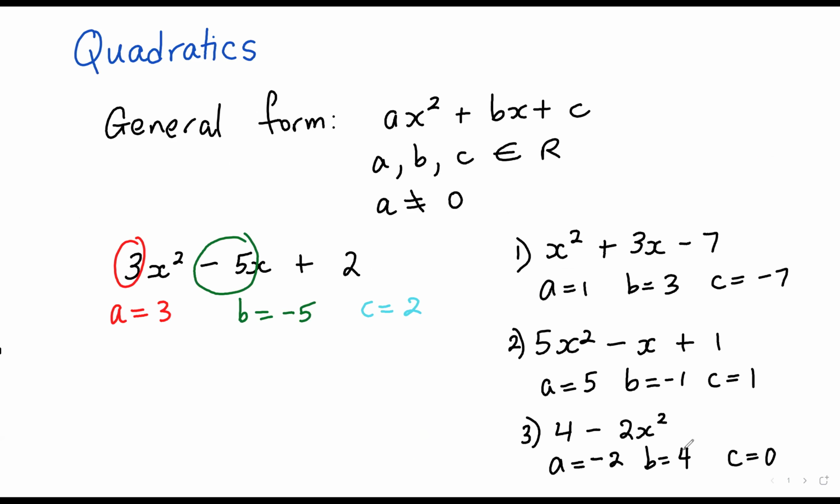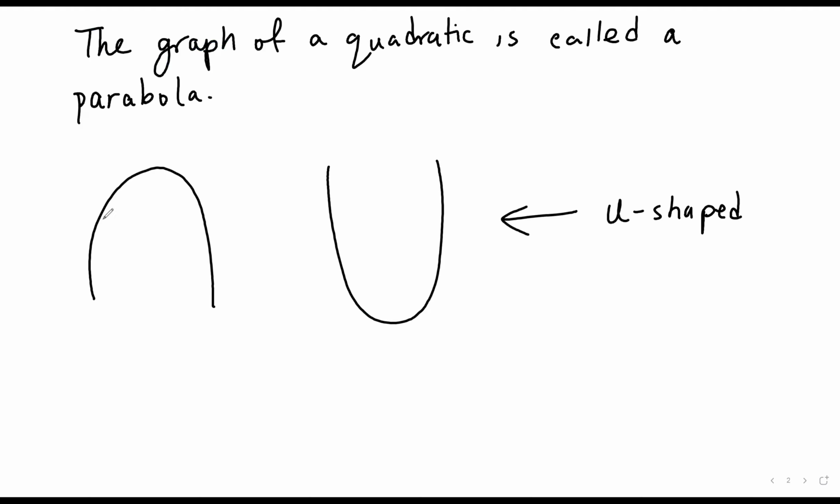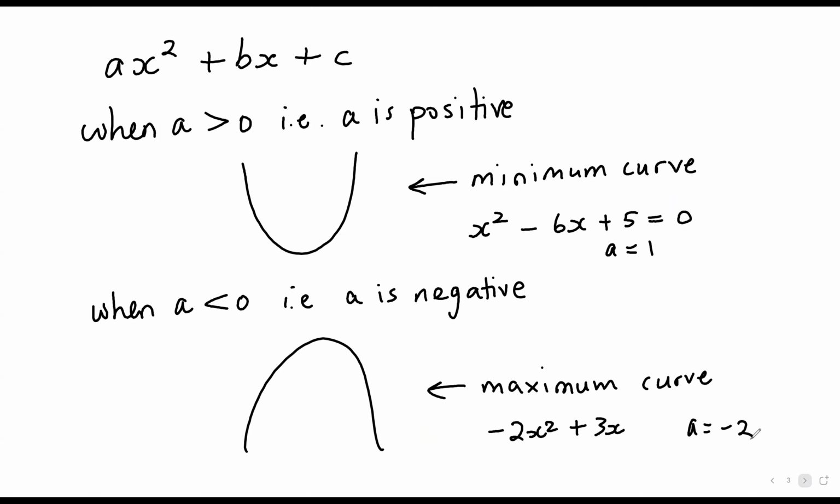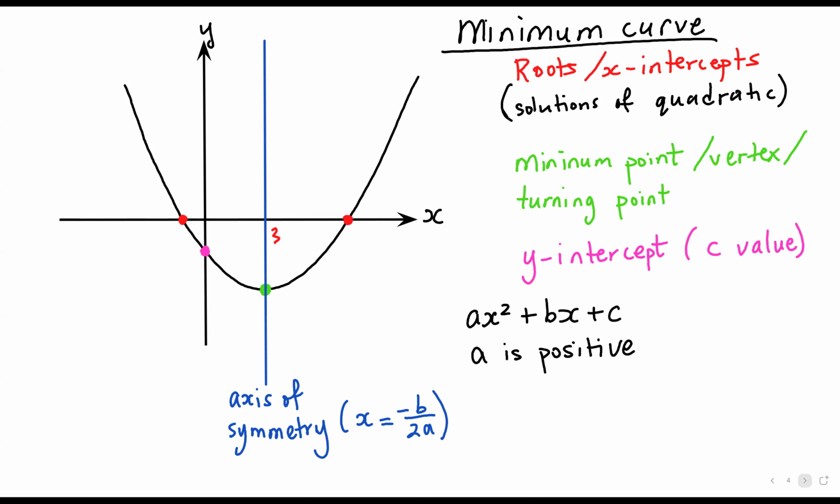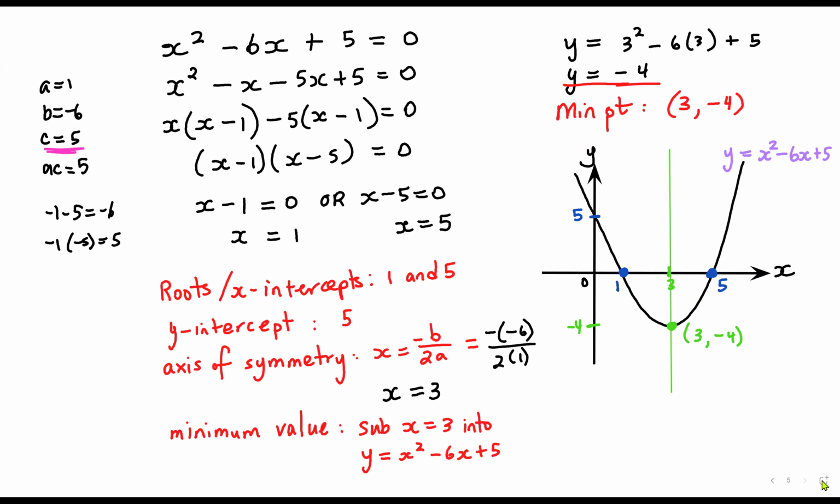So this is what I mean, right? A maximum point. It's U-shaped, but it's an upside down U. It's when the coefficient of x squared, that is a, is negative. Okay, so let's look at the features explained on a maximum curve now. So if we have a maximum curve, 1 second, let me just sketch it quickly.